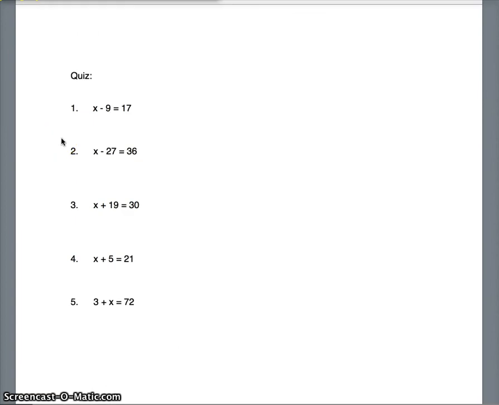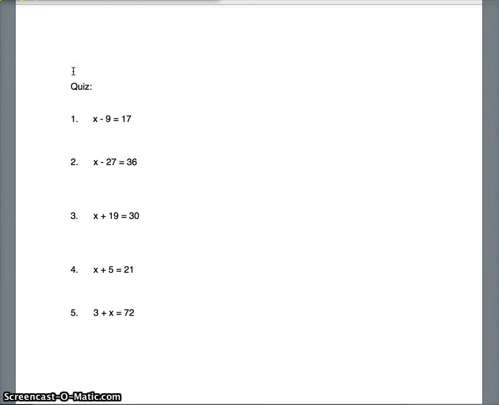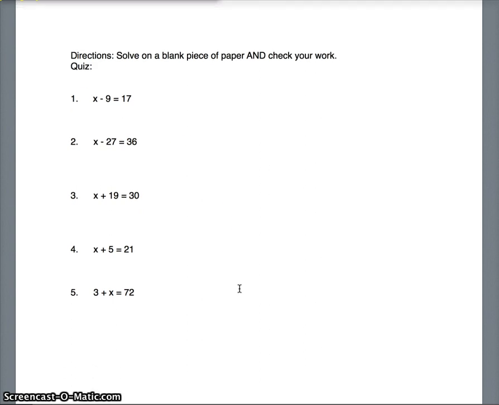All right, so here's your quiz. Go ahead and solve each of these problems on a separate piece of paper. And for this one, I want you to check your work. I want to see that you completely understand that you can check your work for all these problems to know if you got the answer right.